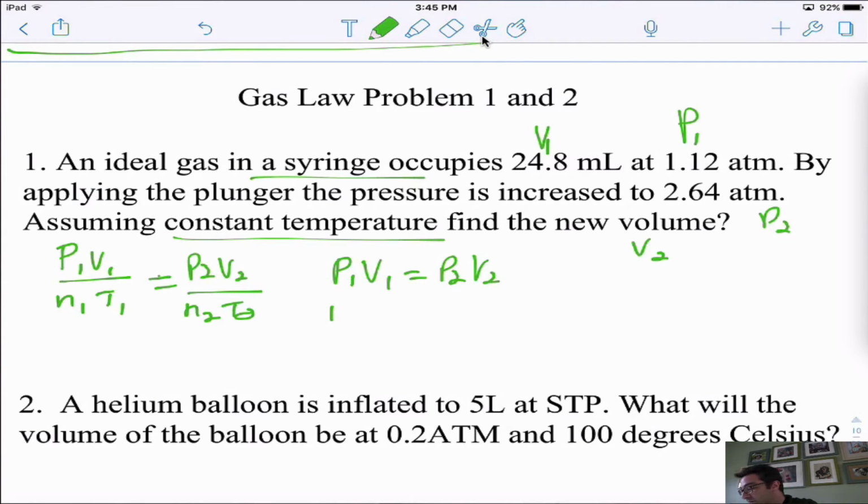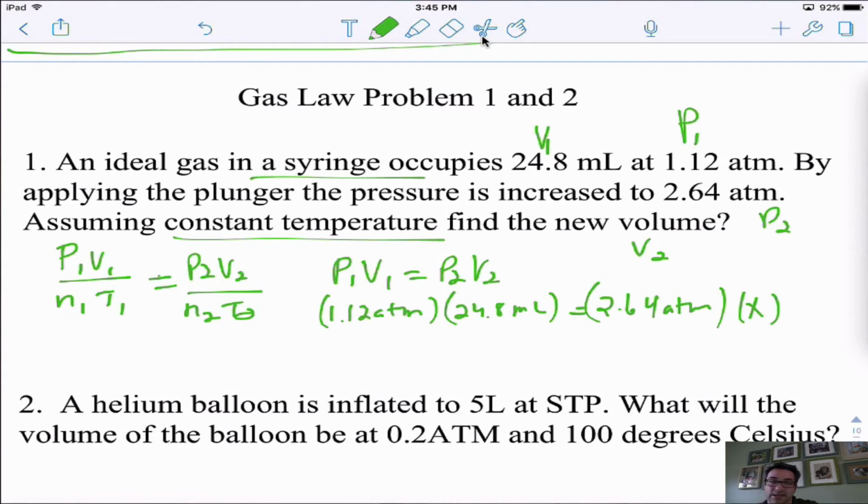I have 1.12 atm times 24.8 milliliters equals 2.64 atm times V2, or X, and I can solve for X. So you can see that if I'm given numbers that are constant, I can leave them out.